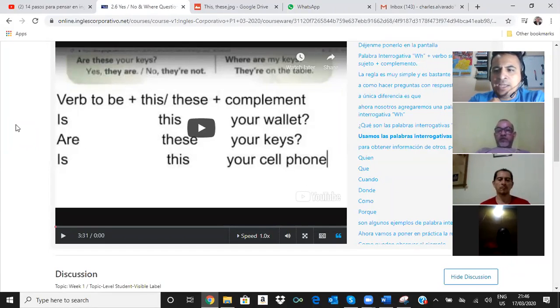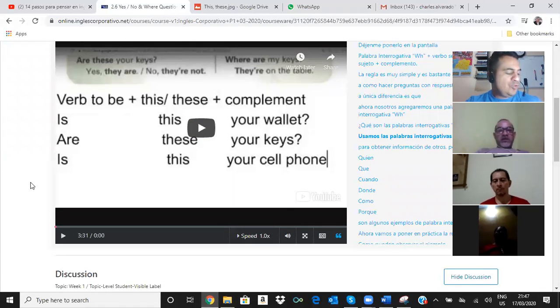Is this your wallet? Digamos que yo me encuentro algo en el salón. Digamos que me encuentro yo en el salón una billetera, una cartera de hombre. Y yo creo que es de la persona que está al lado. Tal vez se le cayó del bolsillo. I say and I ask them, is this your wallet? Yes, it is. My wallet. Very good. Okay.